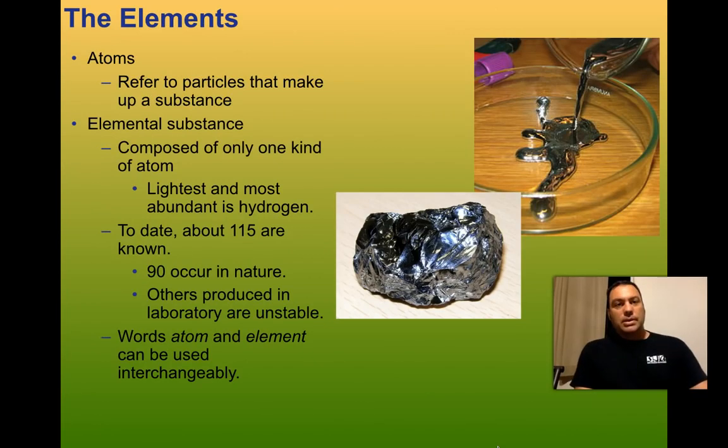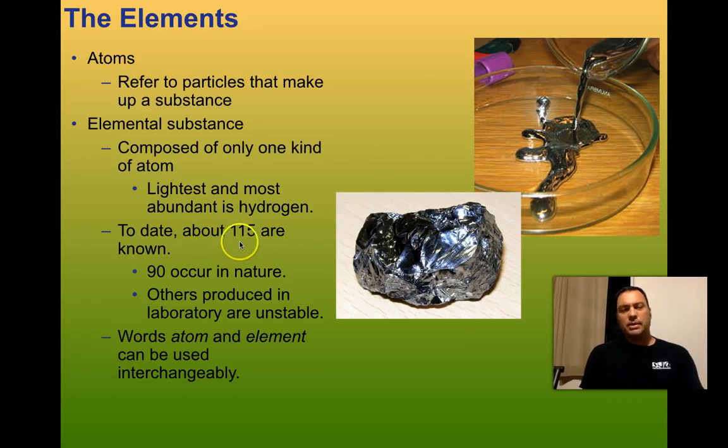All right, so let's talk about what the elements are then. Okay, first off, the elements refer to particles that make up a substance, which is to say the atoms in the elements. And an elemental substance is composed of only one kind of atom. So this is really kind of cool. The lightest and most abundant is hydrogen. And to date, about 115 are known.